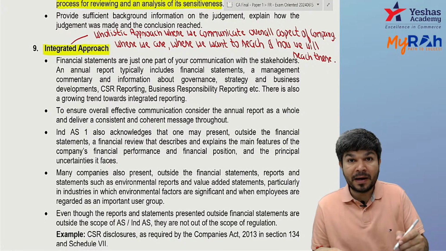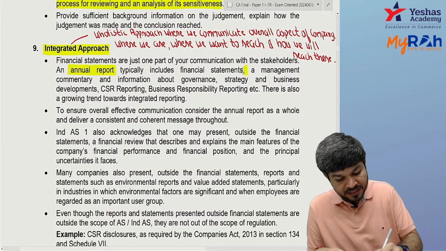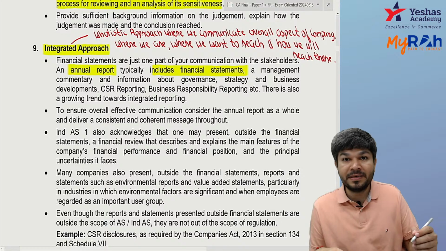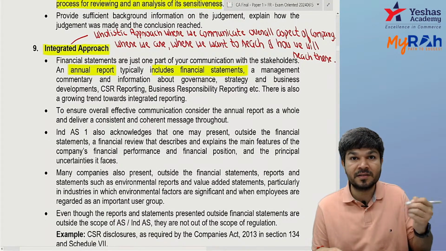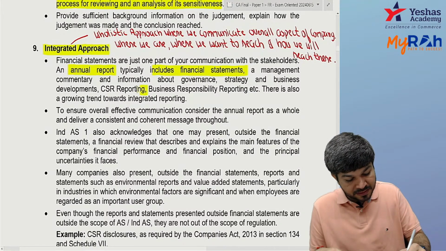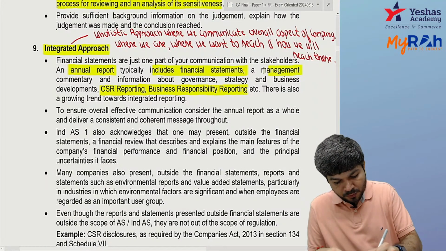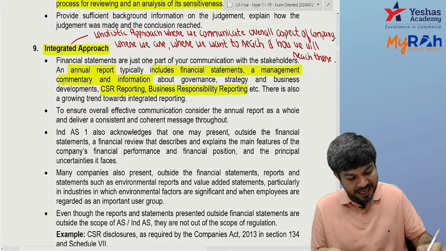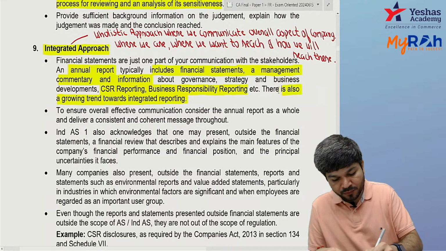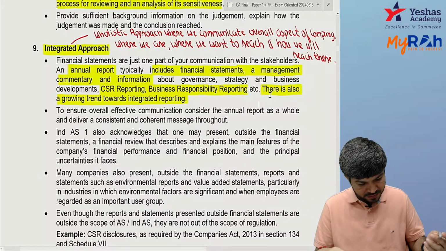Financial statements are one part of communication with stakeholders. Annual report includes financial statements. It includes management commentary, the management discussion and analysis report, MDA. Then there's CSR reporting, then business responsibility reporting. So many other things are there in the annual report. There's a growing trend towards integrated reporting, a holistic approach: where we are, where we want to reach, how we are going to reach there. Okay.